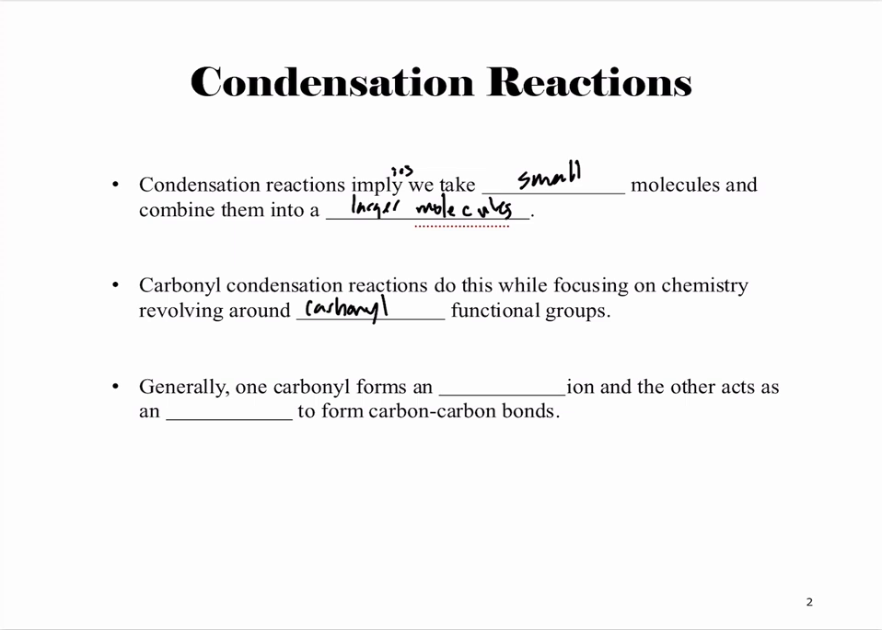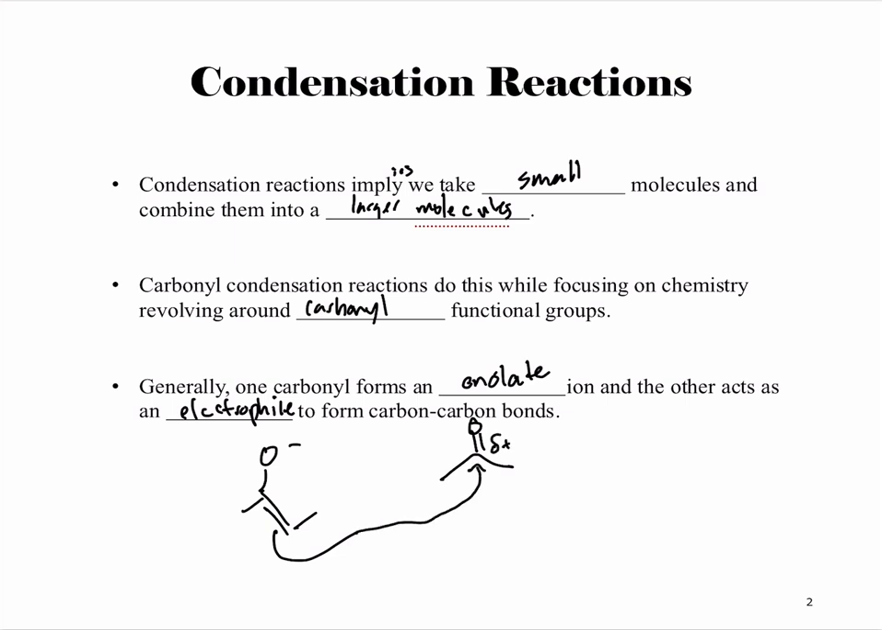And generally, the idea with a condensation reaction is one carbonyl forms an enolate ion. We'll talk about that in a second. The other one acts as an electrophile to form carbon-carbon bonds. And so we're going to take this enolate ion, and the enolate ion is going to look something like this, right? This is our enolate ion, and this is going to attack another carbonyl compound, very electrophilic or partially positive carbon. And when we do that, that's going to allow us to form carbon-carbon bonds.